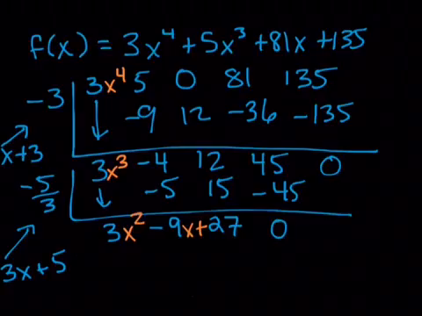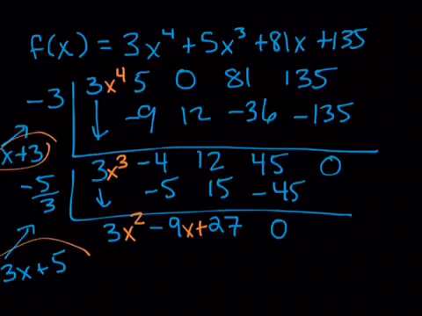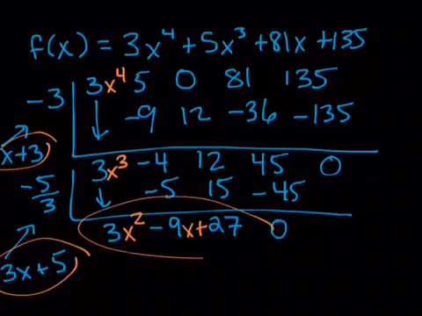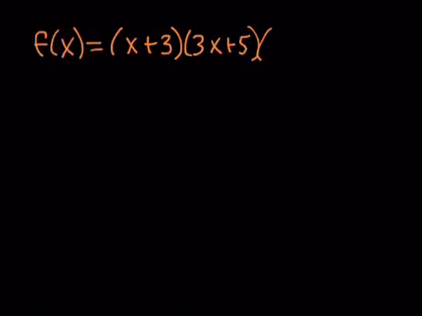So now I know my original polynomial is f of x equals x plus 3 times 3x plus 5 times this here. So you kind of read your factors down. I've just broken it down, reading along the edges into these three things. So 3x squared minus 9x plus 27.